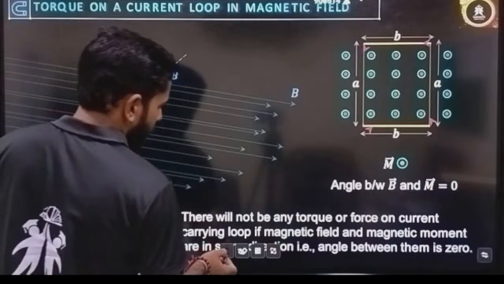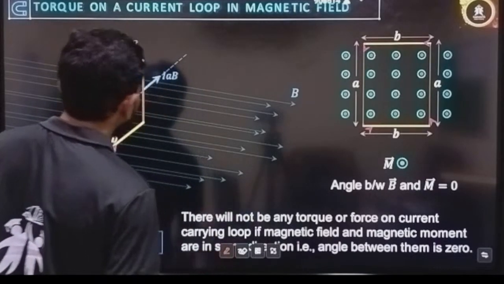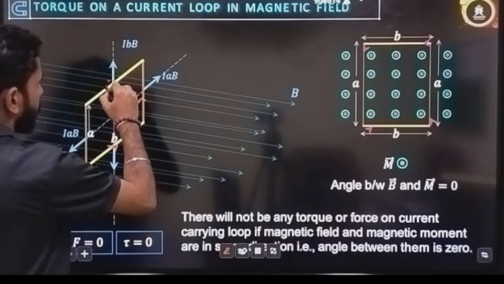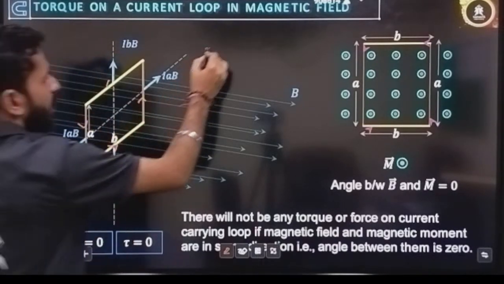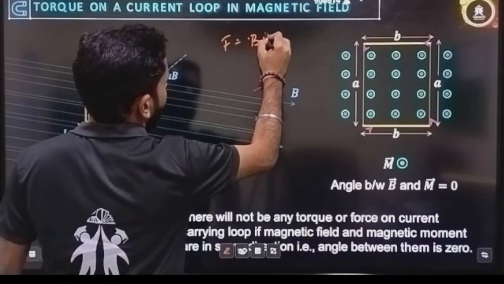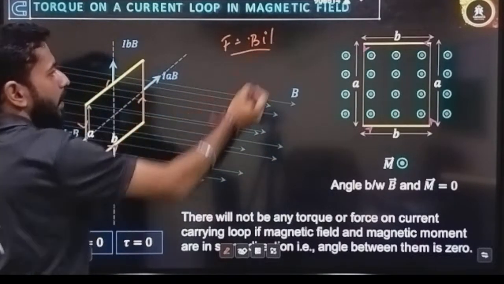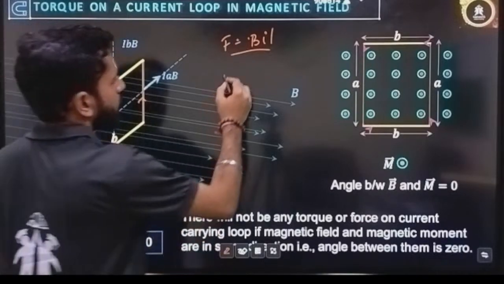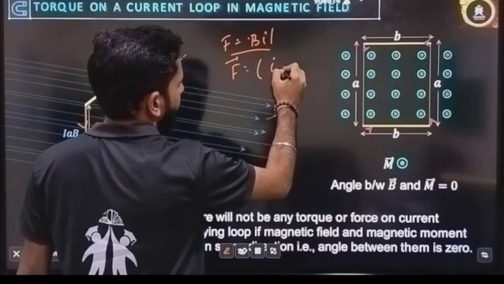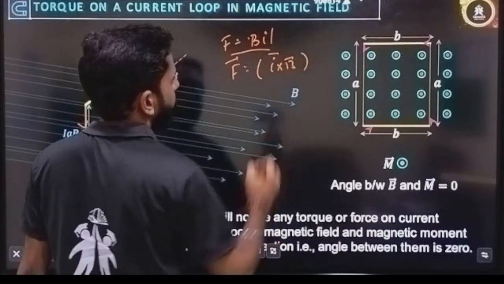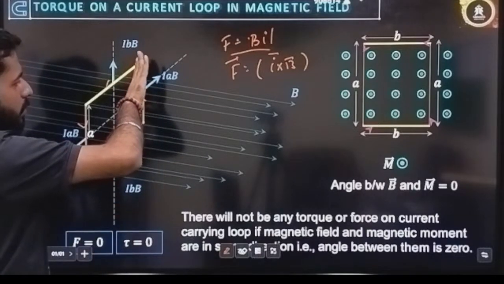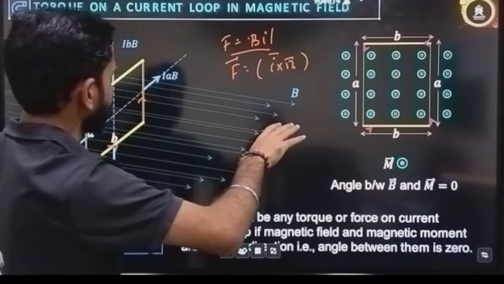See, firstly let's look at force. This is the direction of current shown here. What is the force on a current carrying wire? It is equal to BIL, the direct formula for force. For the direction, it is anyways L cross B, but I have told you to do I cross B. Correct? Do I cross B.